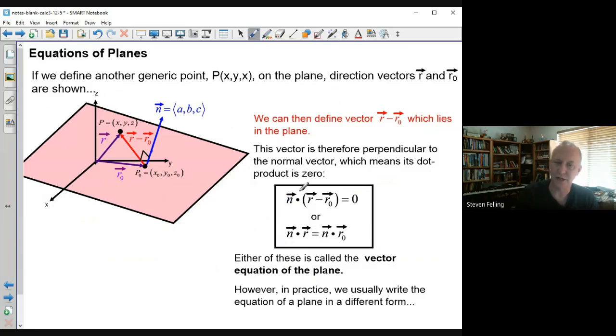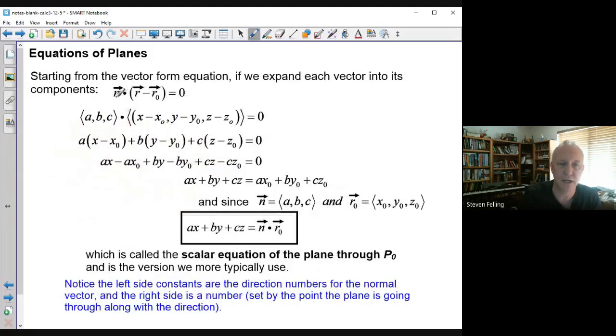Okay, now this actually in the book is called the vector equation of the plane. However, we never actually use this structure when we build an equation of a plane. Instead, we go a little further in the definition to come up with a scalar equation of the plane, but it's based on this. Okay, so let me develop what we actually use next.